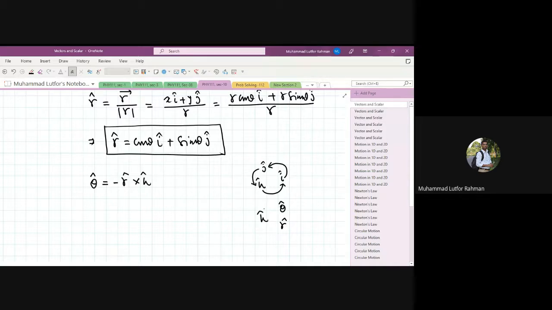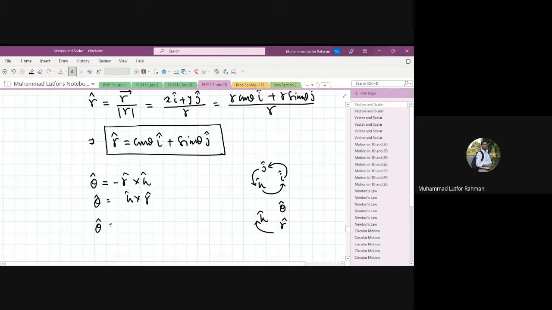So then look at this, I can write down theta hat. I write r cross k, or you can write k cross r, it will be the same. I write it the reverse way. That's why I write the minus sign, because I'm writing r cross k. Basically, I'm moving in the clockwise direction. So that's why I plug in the minus sign in front of that.